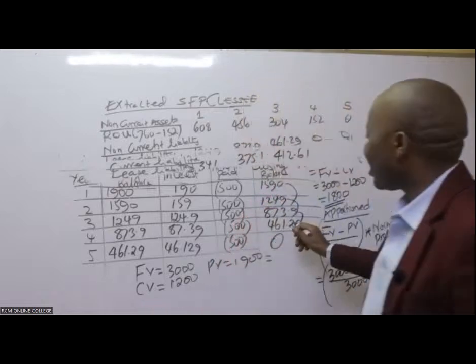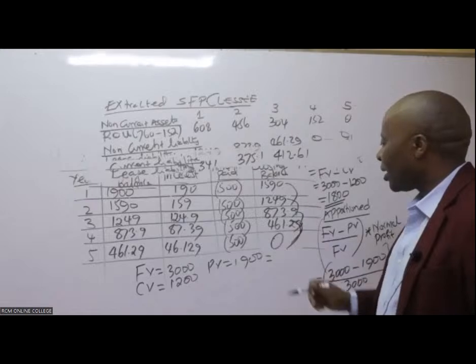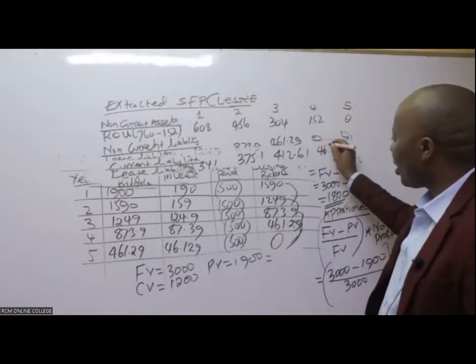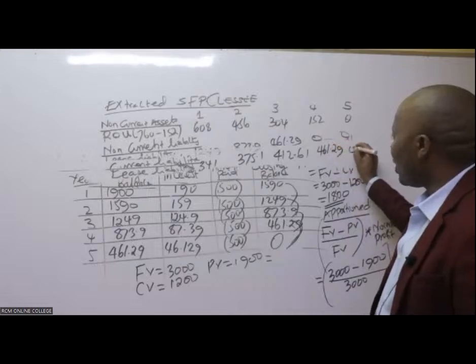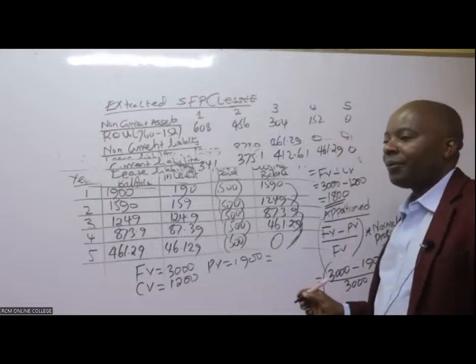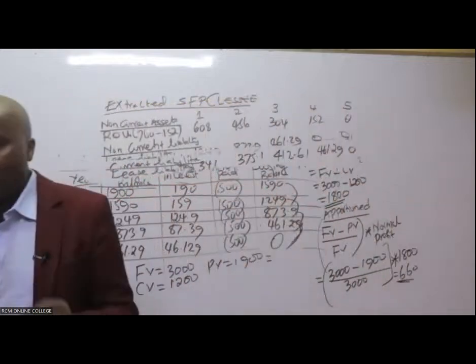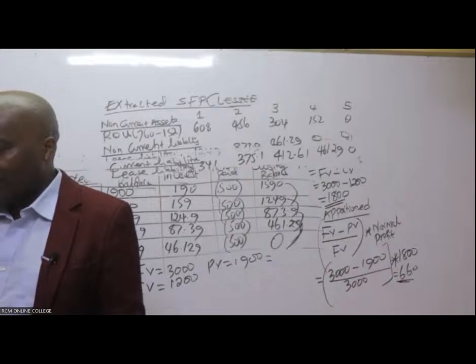And then, of course, the last ACC is this one here. This one minus this one gives me what figure somewhere there, 461.29. And then, of course, we have a 0 like that. So are we together, ladies and gentlemen, up to here?